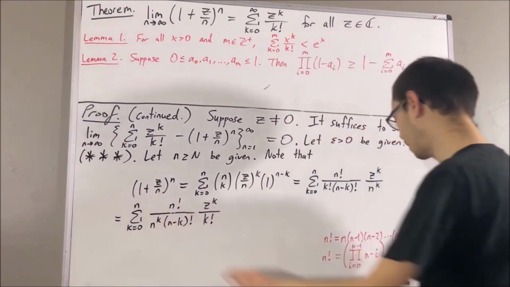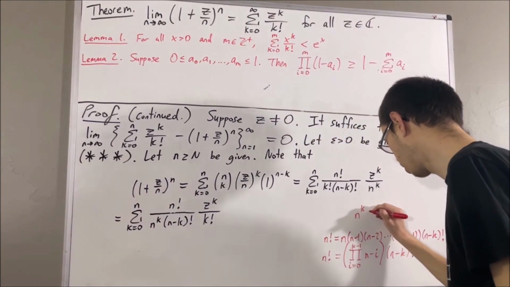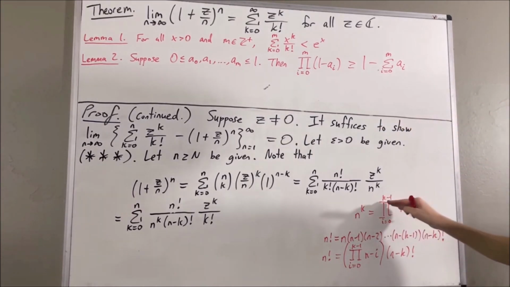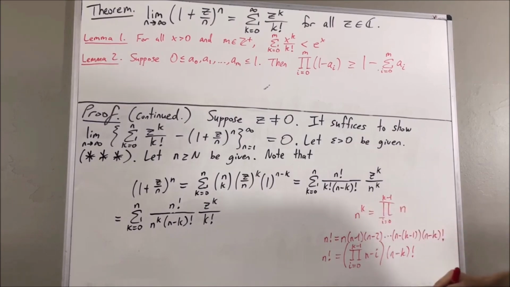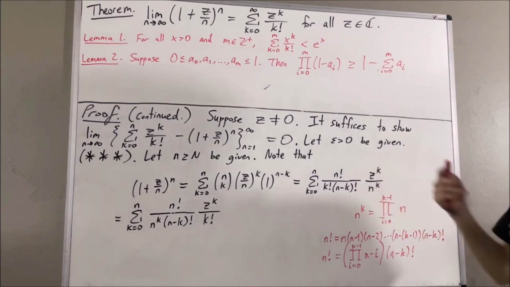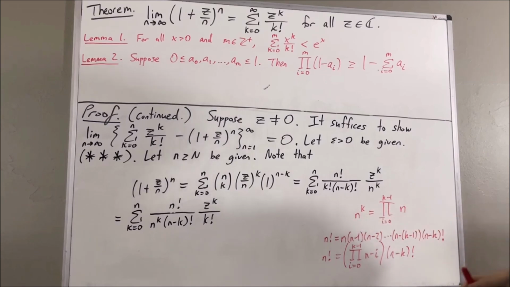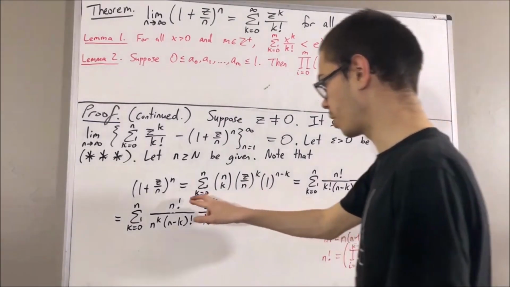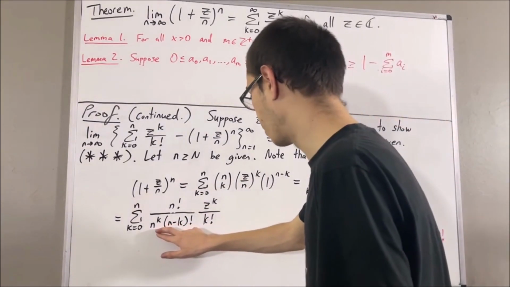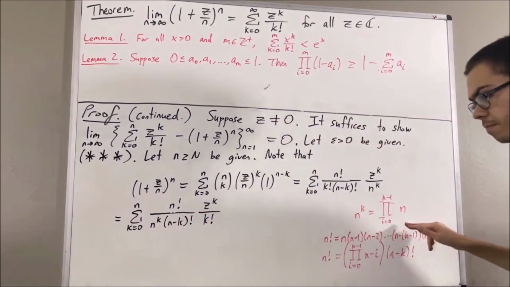Also, we can re-express n to the power of k as the following. It's just the product from i equals 0 to k minus 1 of n, right? We're just multiplying n by itself k times, because as you can imagine, how many integers are between 0 and k minus 1? k. So these two are equal. So we're going to re-express n factorial as this, and n to the power of k as this.